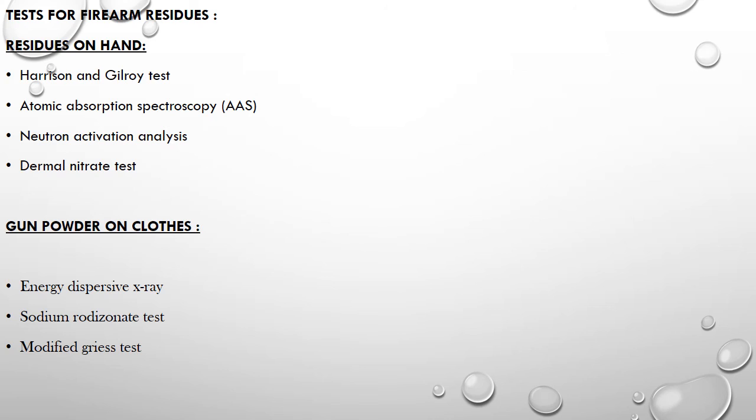So tests for residues on hand: Harrison-Gilroy test, atomic absorption spectroscopy, neutron activation analysis, and dermal nitrate test. And tests for gunpowder residues on cloths: energy dispersive X-ray, sodium rhodizonate test, and modified griess test.